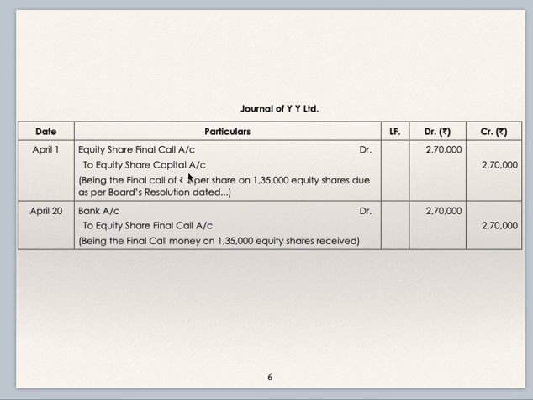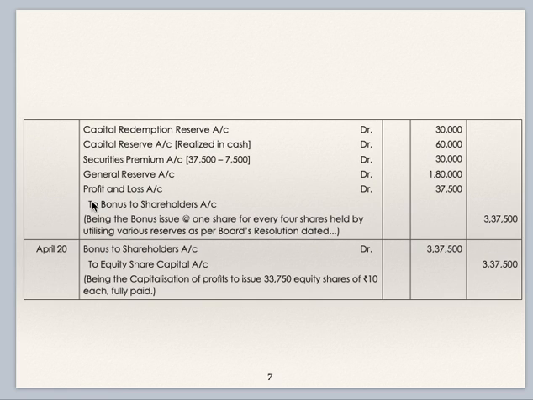Equity share final call account debit to equity share capital. This entry is to show final call due on 1,35,000 equity shares at rupees 2 per share. Final call received: bank account debit to equity share final call, 2,70,000. Next entry is bonus is issued to equity shareholders.